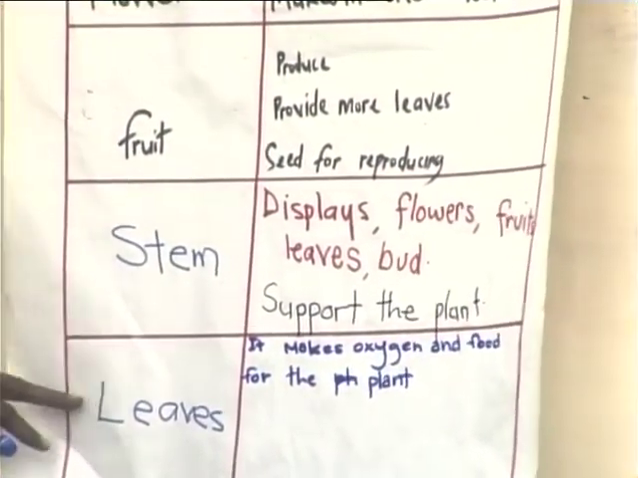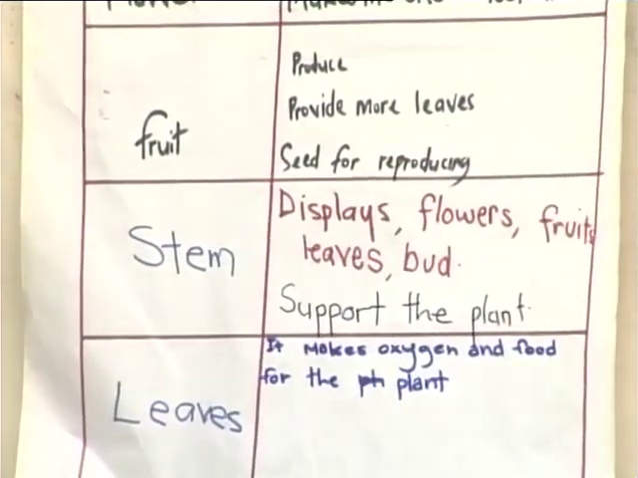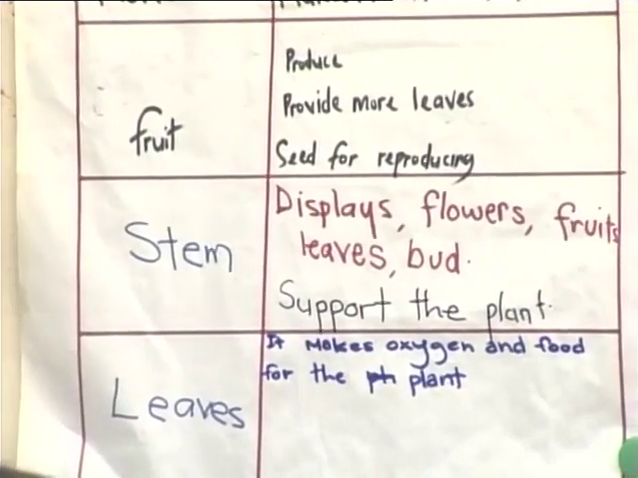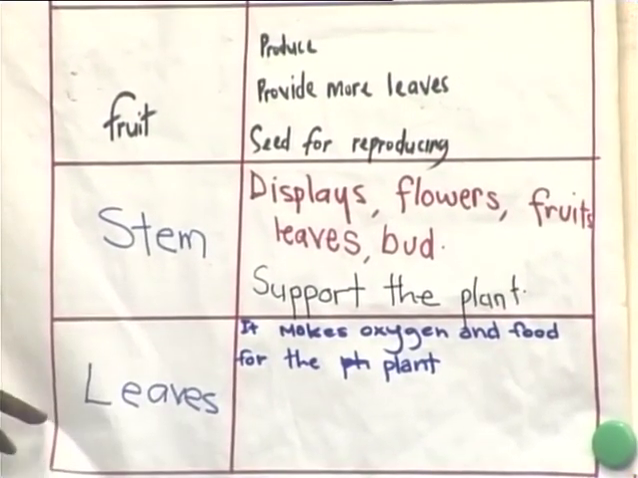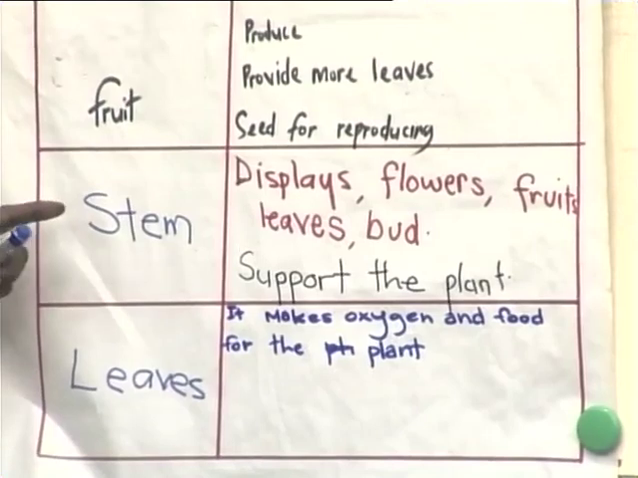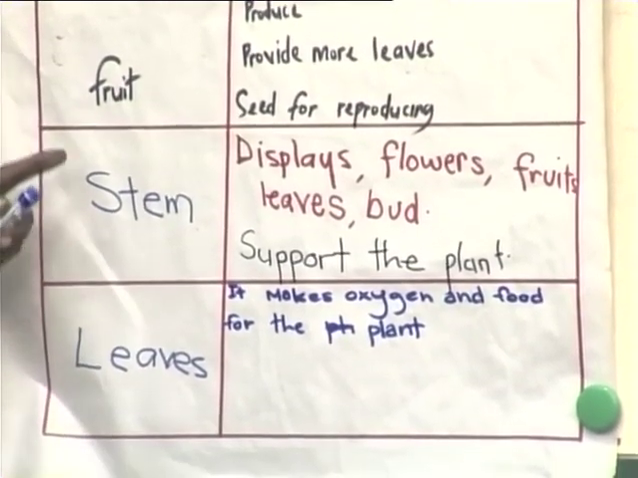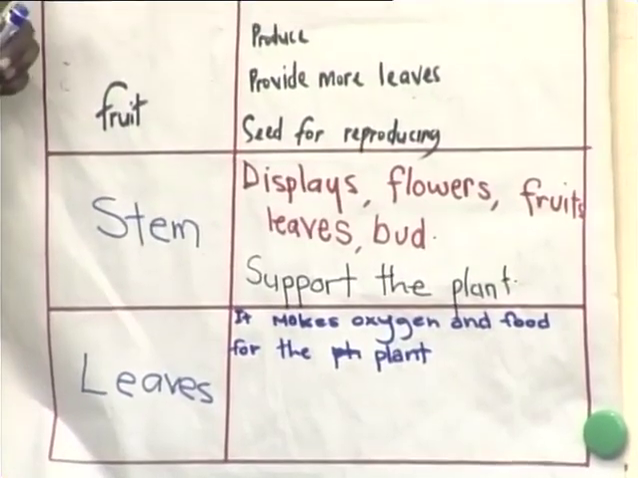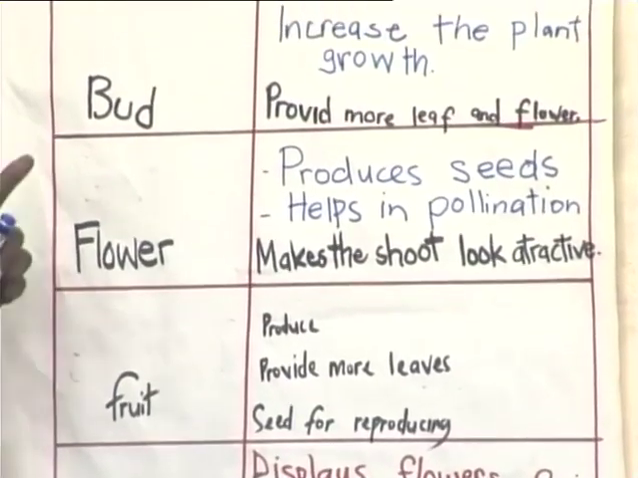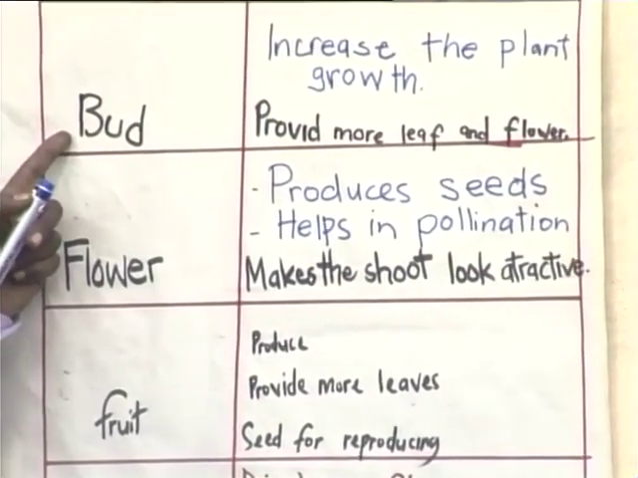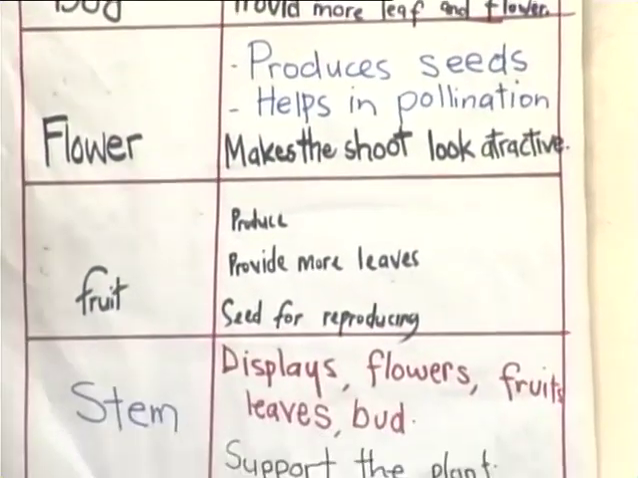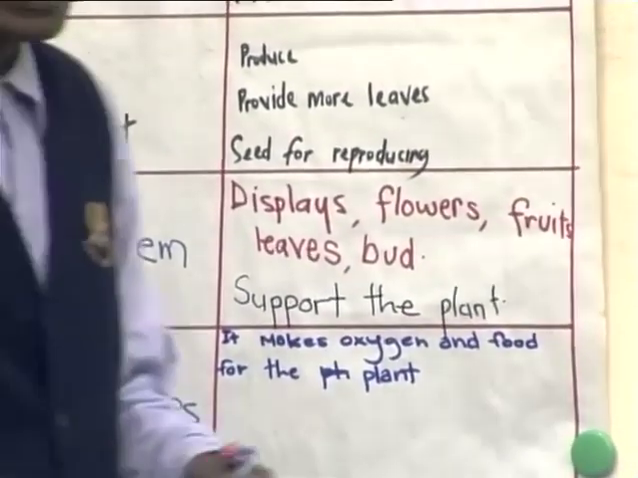Okay, very good. Now the leaves, it makes oxygen and food for the plant. Okay, very good. Leaves you can also make food there. The plant can also make food in the stem. The plants can also have food in the fruit, in the flower, probably. Yes, like broccoli, and of course the buds right at the top. So it also makes food in the leaves as well. Very good.